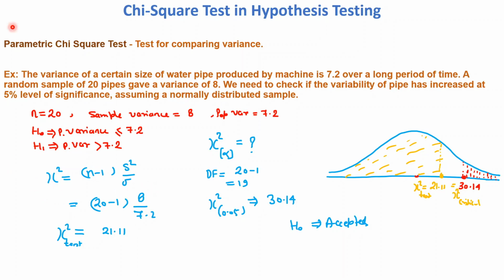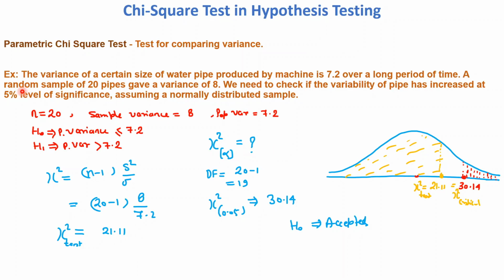So what is the formula for the parametric chi-square test? Chi-square equals (n minus 1) times s squared, which is the sample variance, divided by sigma squared, your population variance. So 20 minus 1, where total samples is 20. The sample variance is 8, because we collected 20 pipes and observed that the variance is 8. And this is your population variance, 7.2. So after calculating those things, we are getting the chi-square test value of 21.11.